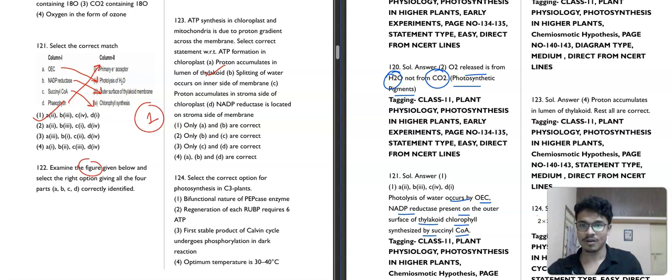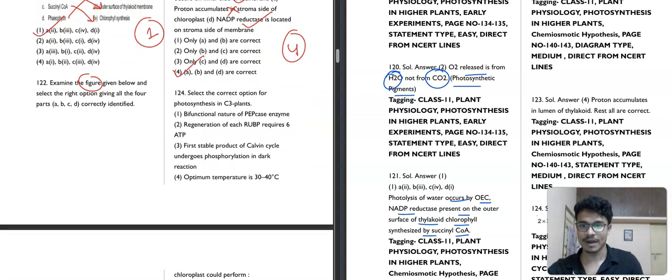Splitting of water occurs inside of the membrane, correct. Then proton accumulates in the stroma side? No, proton accumulates in the lumen of thylakoid. It is not in the stroma. NADP reductase is located on the stroma side of the membrane. So NADP reductase is located on the stroma. Which are correct? A, B, D are correct. Fourth is our correct option.